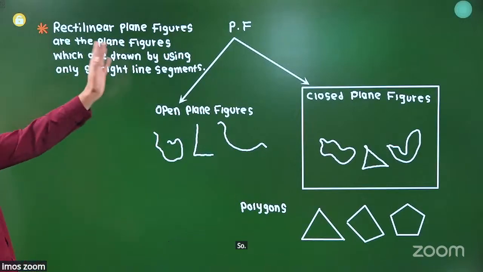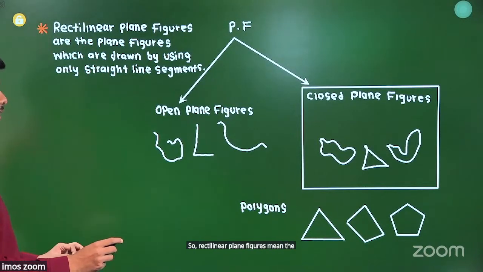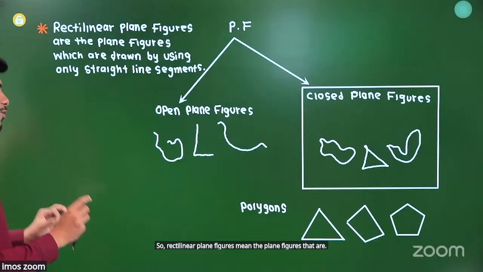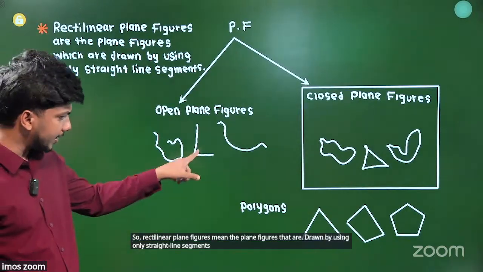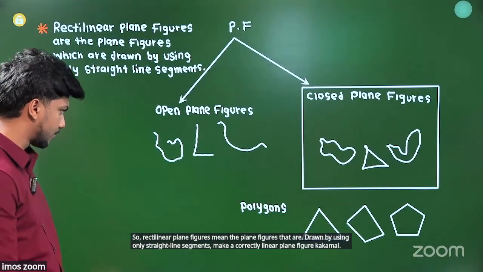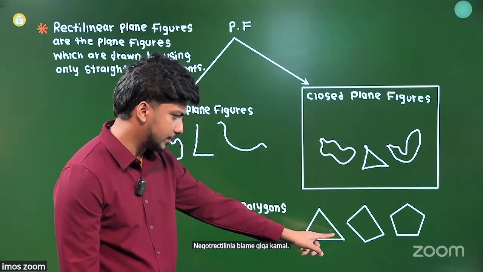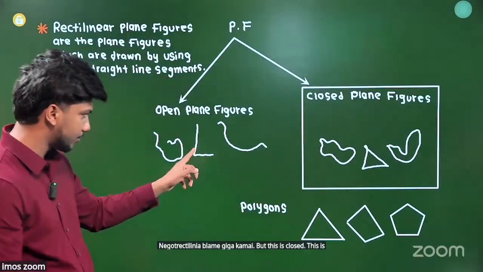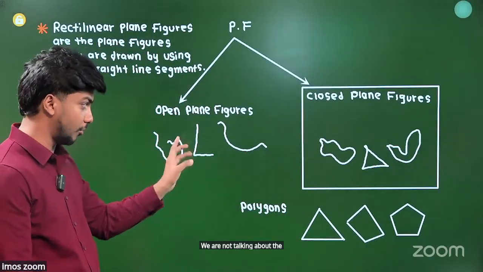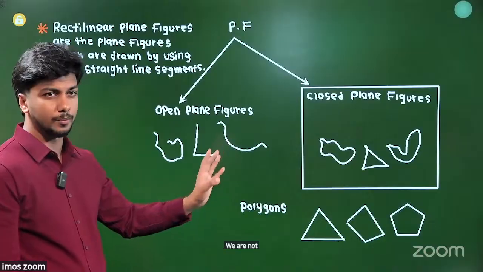So rectilinear plane figures mean the plane figures that are drawn by using only straight line segments. This is a rectilinear plane figure. This is also a rectilinear plane figure. But this is closed. This is open. We are not talking about the open plane figures.